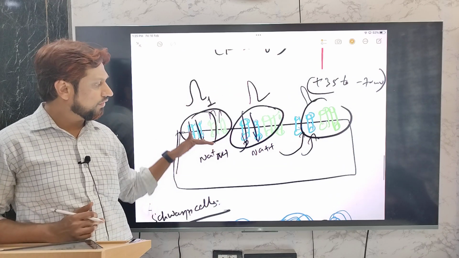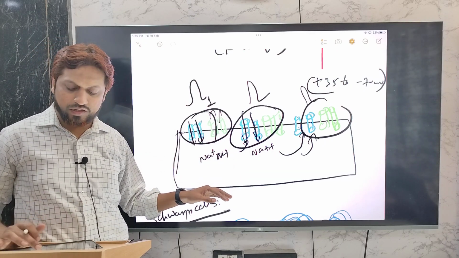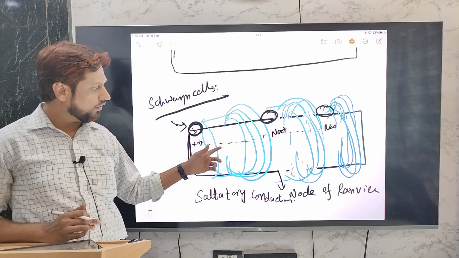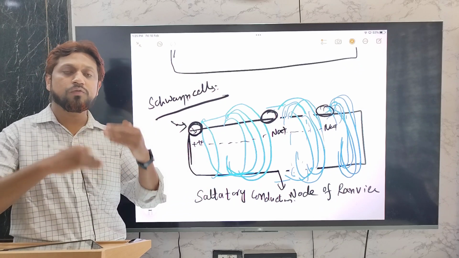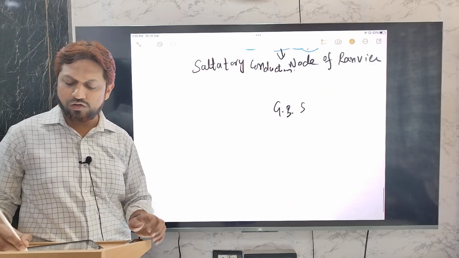Even in the unmyelinated neuron there is one layer of myelin, that is, the Schwann cell will wrap around it, but in the myelinated neuron the Schwann cells form multiple layers, okay. We'll discuss those details in the video on Guillain-Barré syndrome.